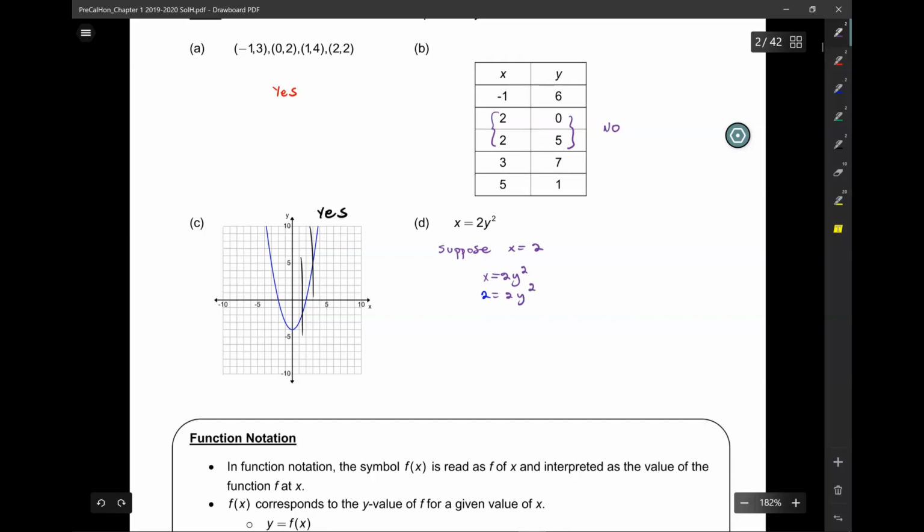Let's solve this for y, because why not? 1 equals y squared. Take a square root, take a square root. Y is how much? Plus or minus 1. So what does this tell you? When x equals 2, y is plus 1 and negative 1. That means at x equals 2, I have 2 coordinates. So is it a function? Not a function.